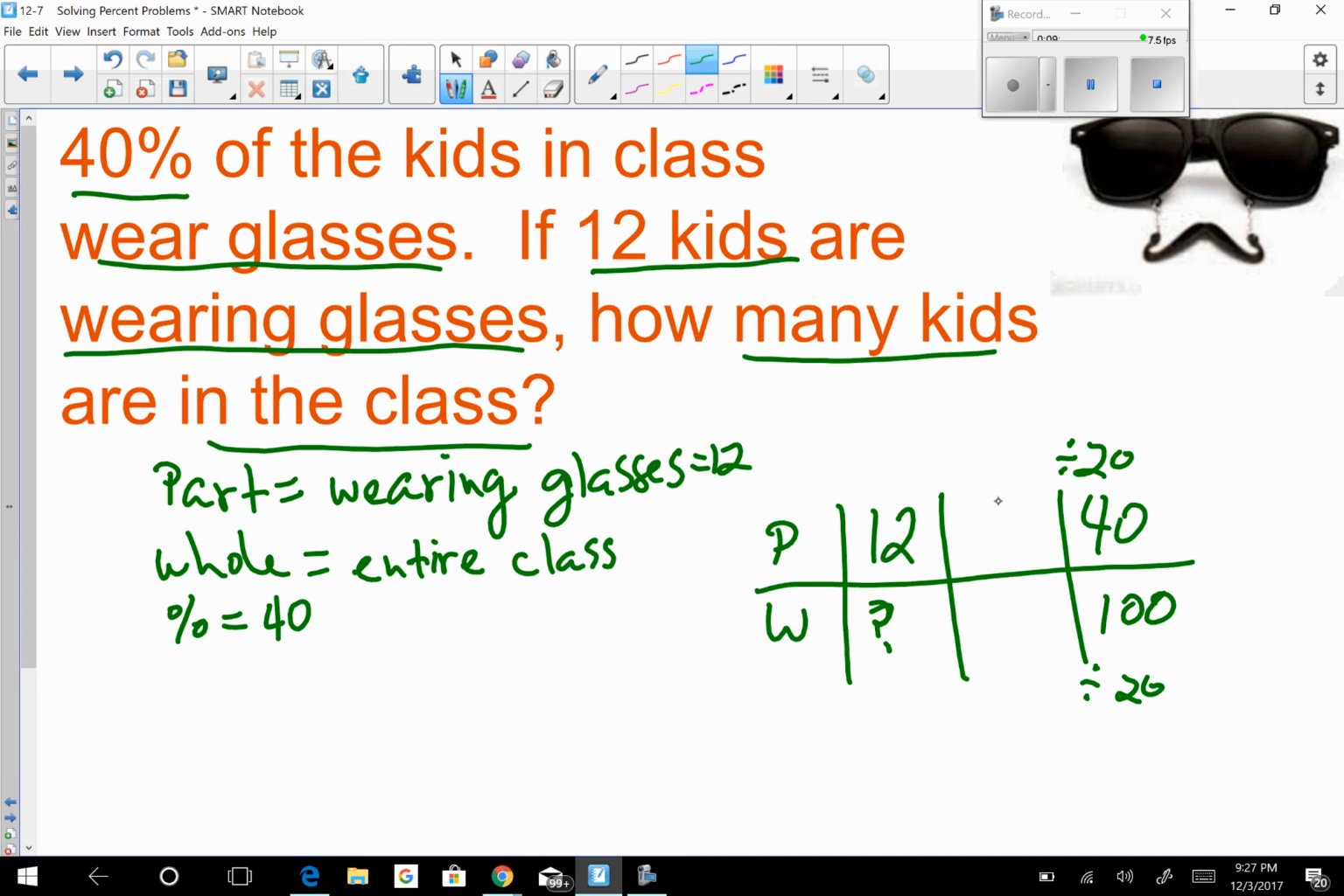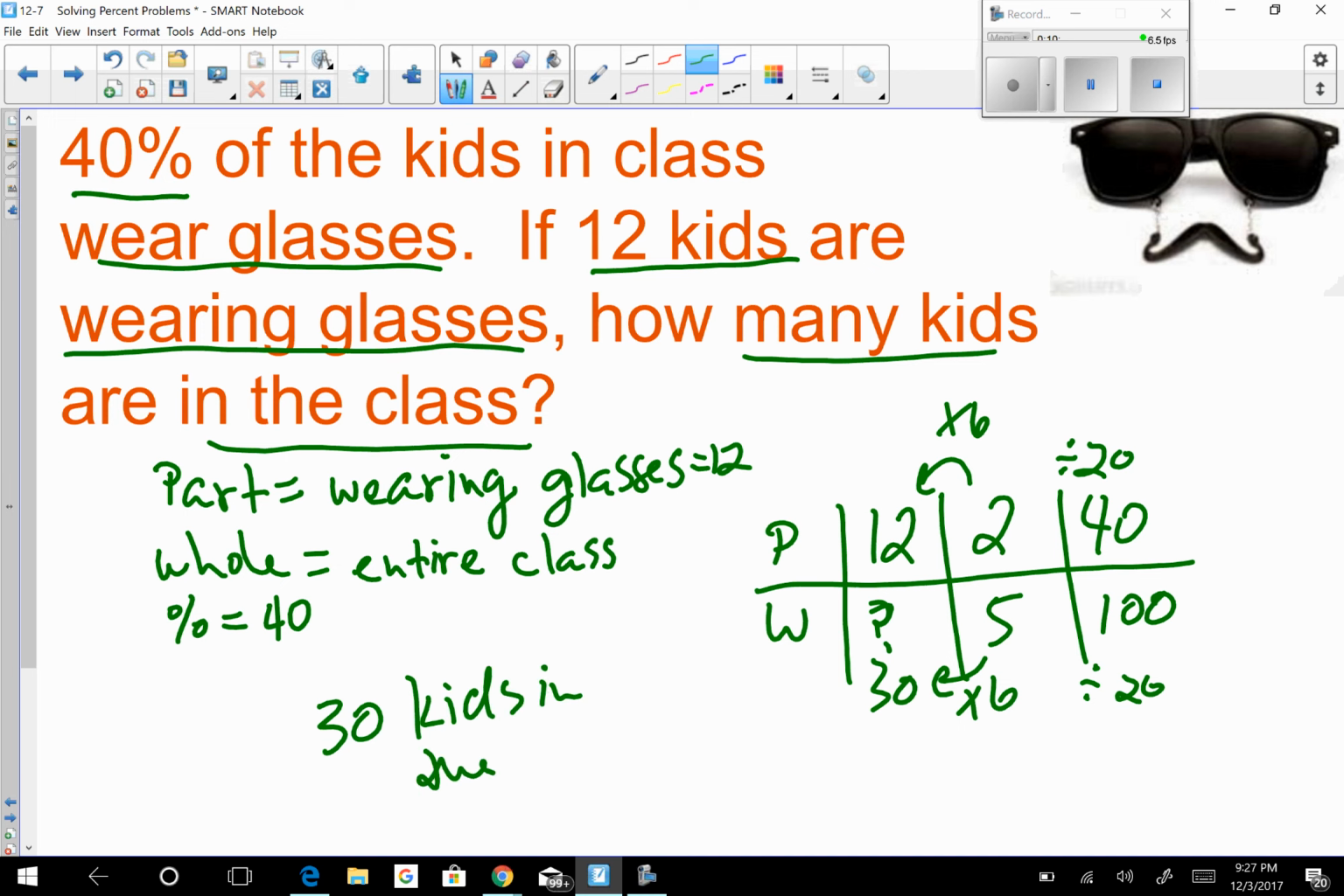So 40 divided by 20 is 2. 100 divided by 20 is 5. Now we can go from 2 to 12. So 2 times 6 is 12, so 5 times 6 is 30. So there are 30 kids in the class. Okay, there's 30 kids in the class.